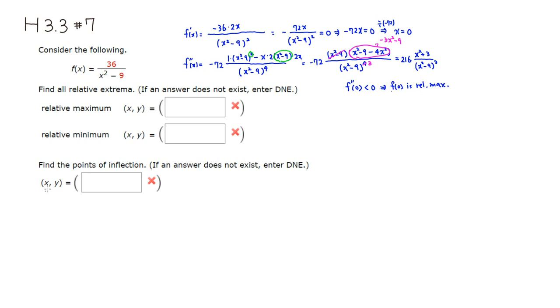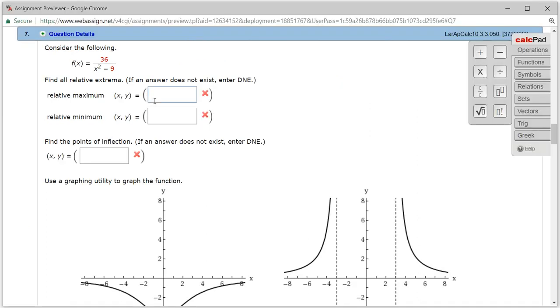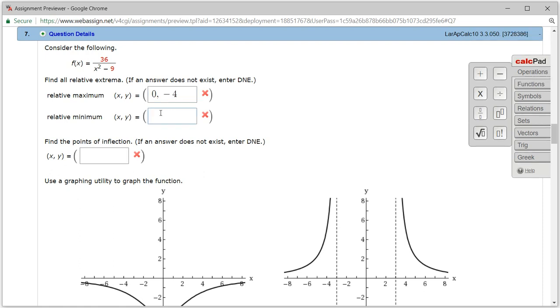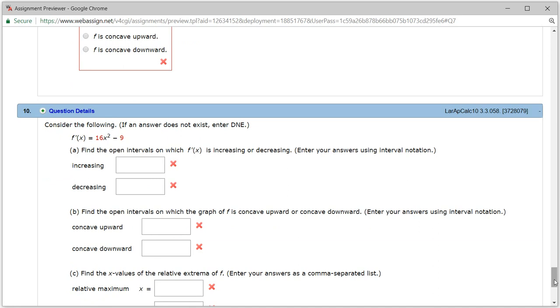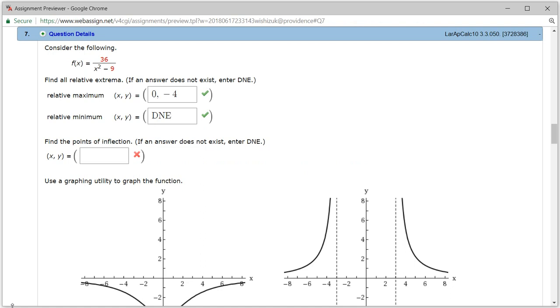All right, so let's type it in. The relative maximum is at 0, comma, and if you plug in 0, you're going to have 36 divided by negative 9, so it's going to be negative 4. And then the relative minimum does not exist. Let's check the answer first, so submit for testing. I came back and looks like we got this one correctly.